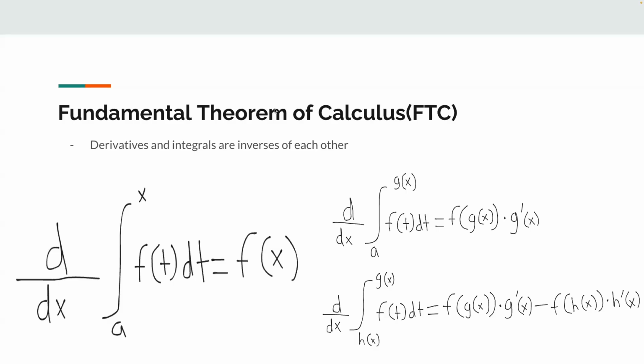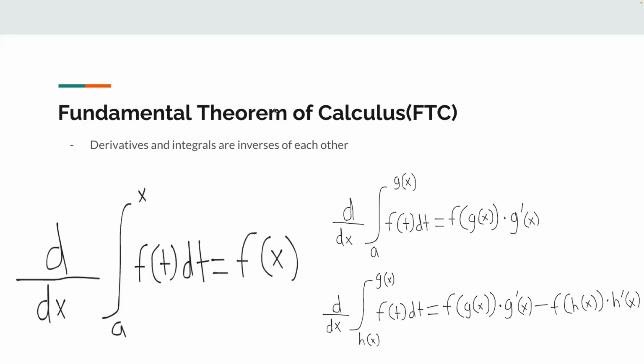Also, you need to know that for the derivative of an integral where the lower bound is a and the upper bound is a function g of x, then we have to use chain rule. So that'll just be equal to f of g of x times g prime of x.